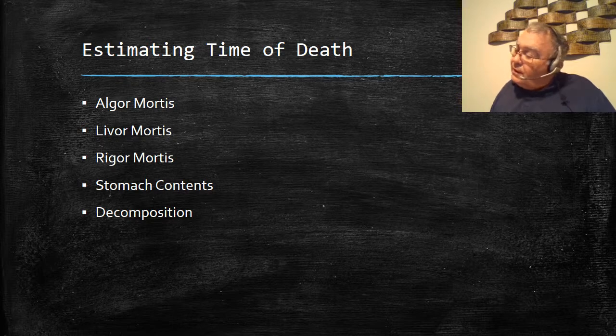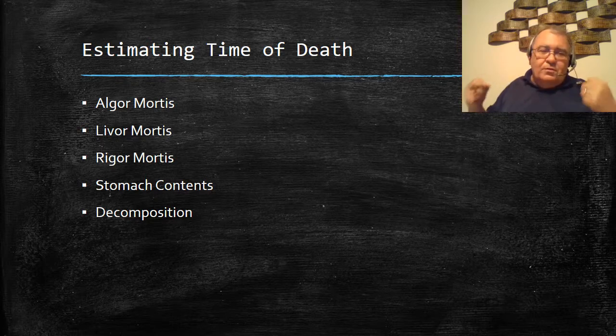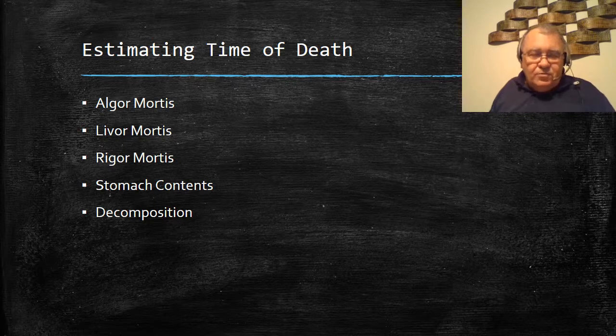Rigor mortis is a medical condition that occurs after death and results in the stiffening of the muscle mass. The rigidity of the body begins within 24 hours of death and then disappears within 36 hours of death. So during that first 24 hours or so, the body is going to get into a stiffening position, and then as decomposition starts to take place, the muscles will start to loosen, and the body will become more flexible.